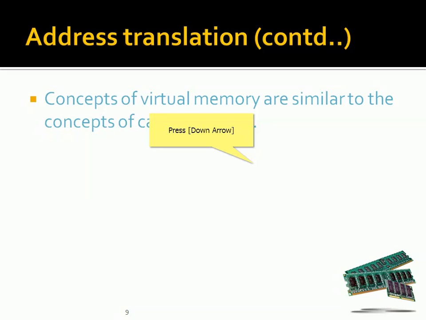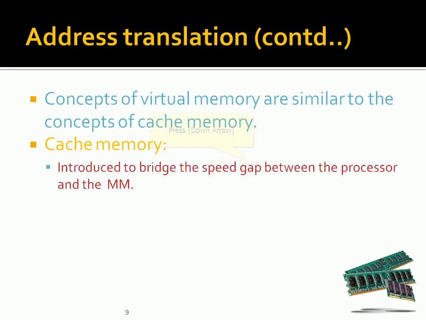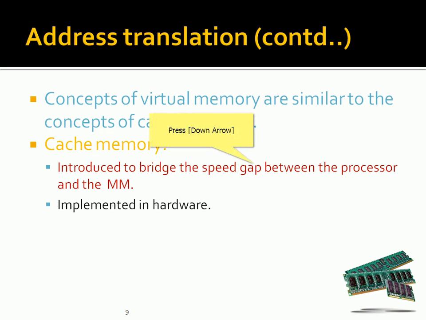Further, the concept of virtual memory is similar to the cache memory. We have discussed enough about that. The concept is the same. Cache memory adjusts the speed gap between the main memory and processor. Virtual memory adjusts the size gap between the main memory and secondary storage. So cache memory is introduced to bridge the speed gap between the processor and the main memory, implemented with the help of the hardware.